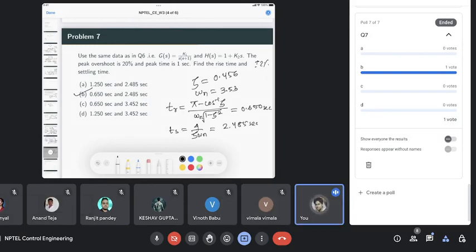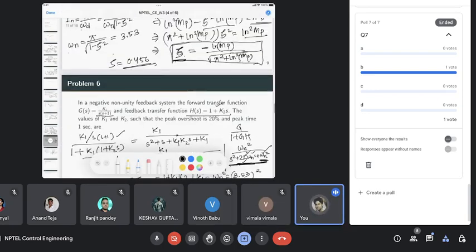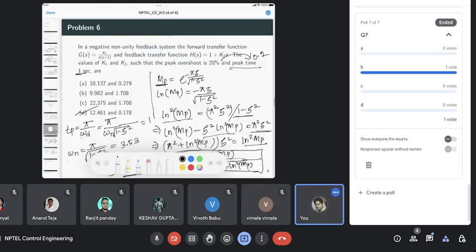Okay, so any doubt you have? Okay, yeah, you joined now. Okay, so I'm using the same values from this question. Maybe it's confusing for that.